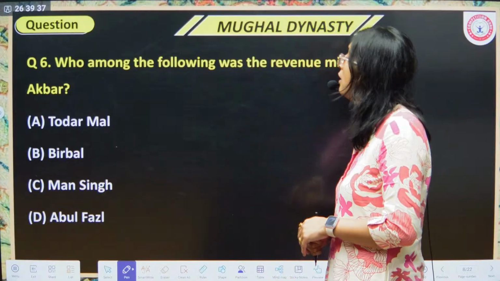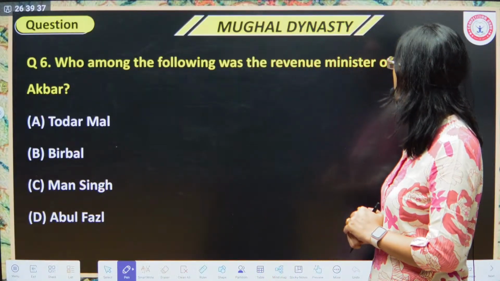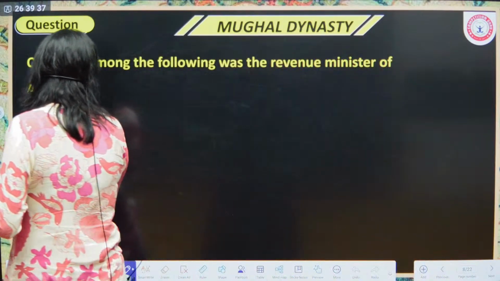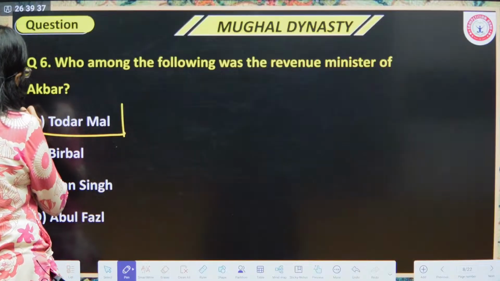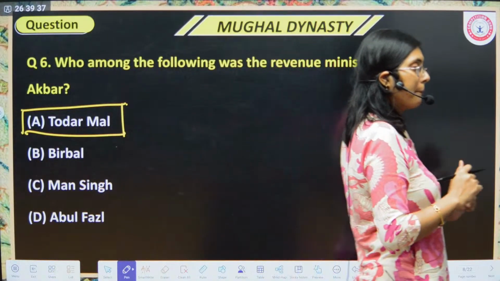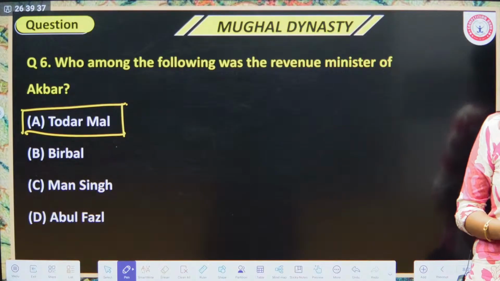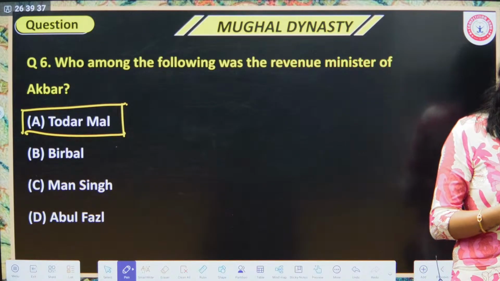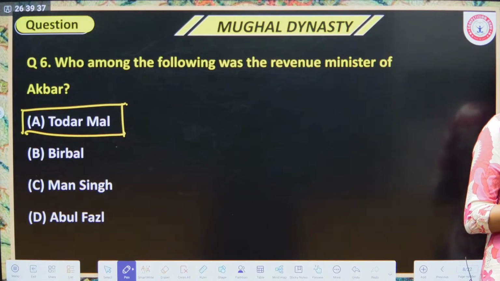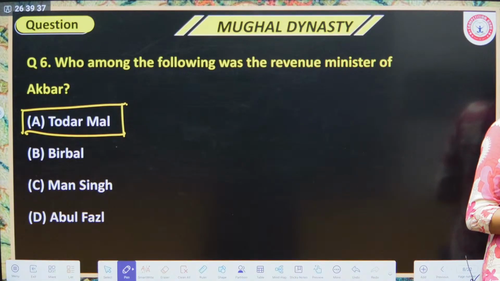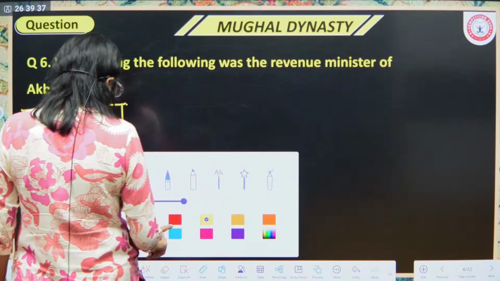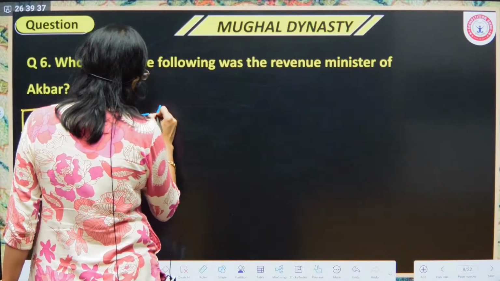It was a religion. Who among the following was the revenue minister of Akbar? Yes, you are very correct. Todar Mal. Todar Mal was the revenue minister at the time of Akbar. Okay? And he introduced the Dahsala system. He also introduced the Dahsala system.